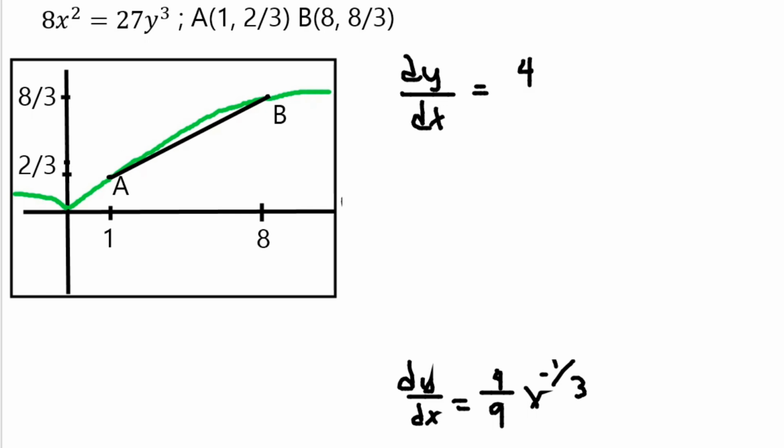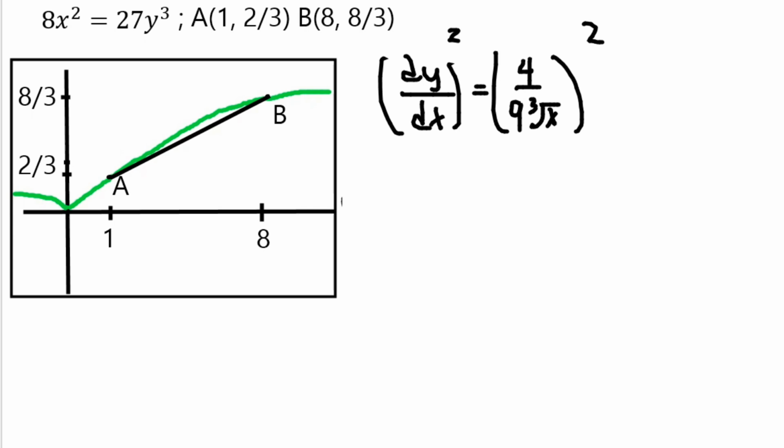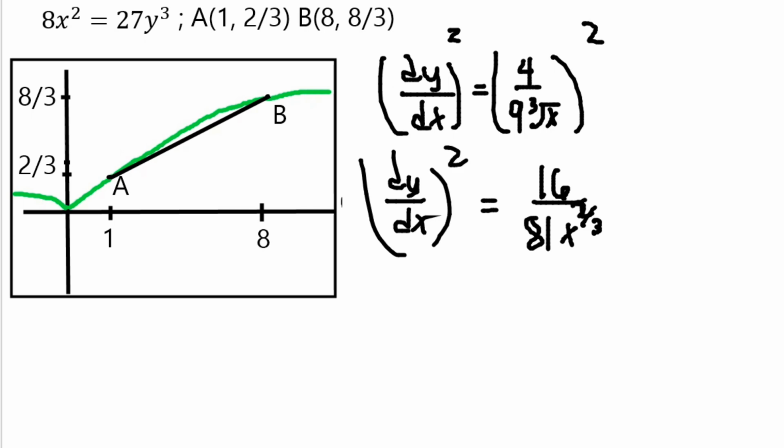Next, we got 4 over 9 now. I'm just rewriting things. We can just put this in the bottom, and then let's square it, because in the formula we need this squared. So we have 16, and 9 times 9 is 81, and then x raised to the 2 over 3 again. So we come back to that form. This is our dy/dx raised to the second power, so we can just put this in our formula.